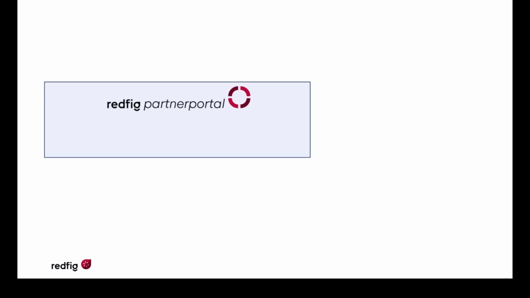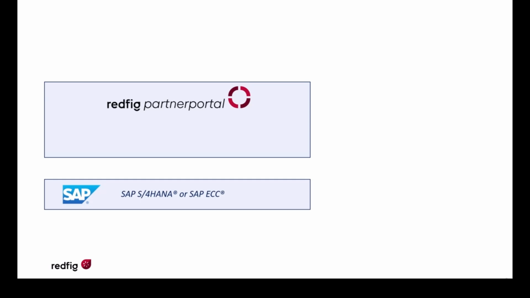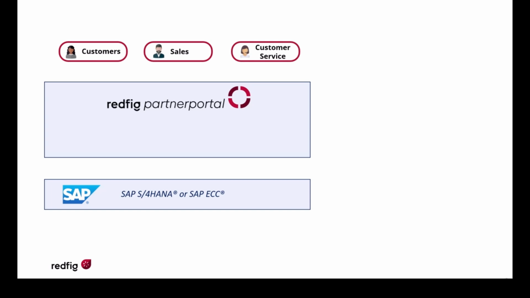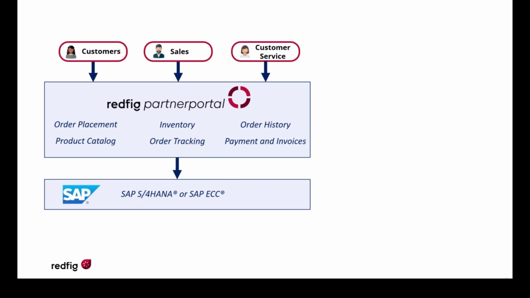As a quick background, the Redfig Partner Portal is ideal for organizations that run SAP as their main system of record, whether that's SAP ECC or S/4HANA, and require a higher level of collaboration between their B2B customers and their internal team. Redfig Partner Portal allows these organizations to offer common e-commerce capabilities right out of their SAP system, including placing orders, viewing product information, including available inventory. Customers can view the status of open orders, as well as the order history. And finally, customers can also view and pay their invoices.